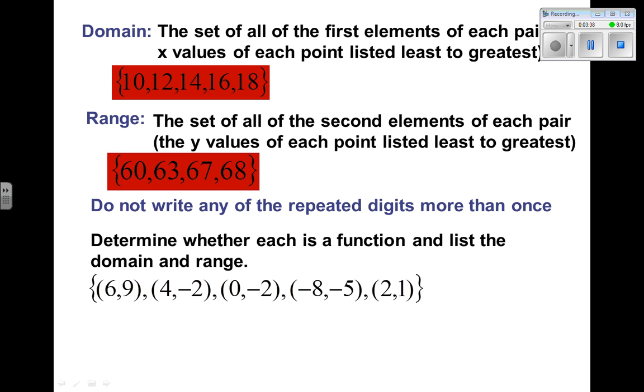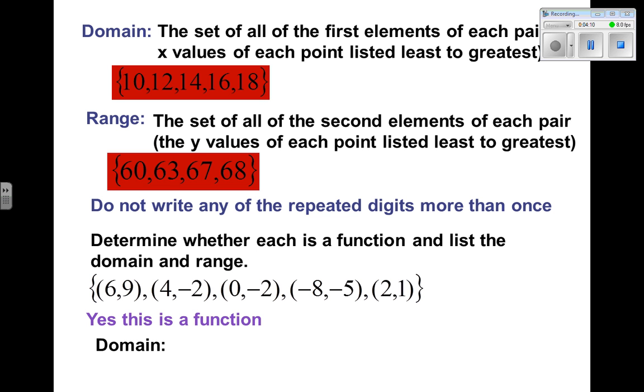Here we have our first example, and it says, determine whether each is a function and list the domain and range. So I've got 5 different points listed here, and you have to determine whether it is a function. Well, you look at all of the x values, which is the first number in each of the sets of parentheses, and you see whether or not there are any repeated values. Notice that there are not any repeats, and what that means is it is a function. So yes, this is a function.